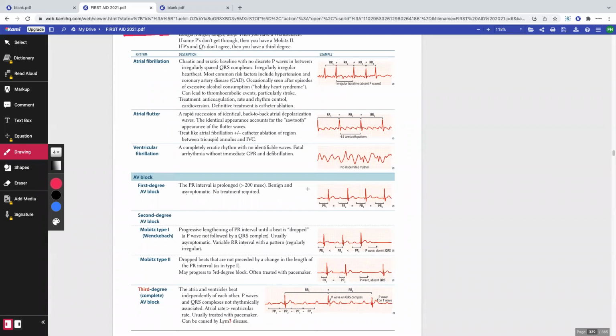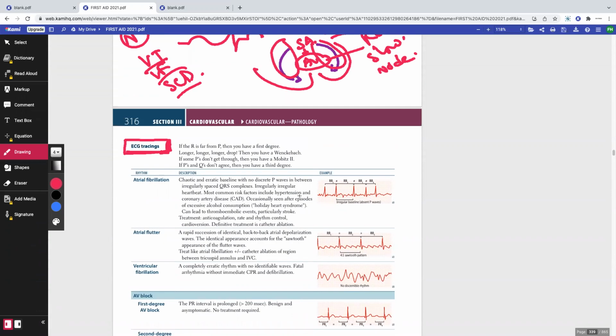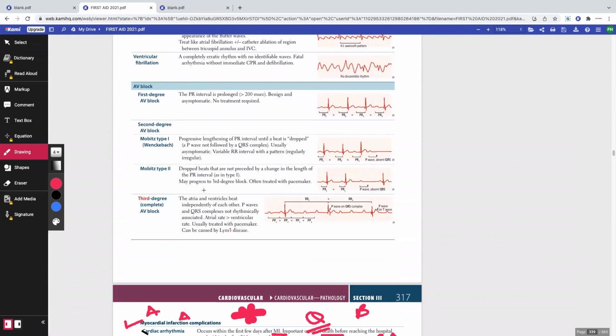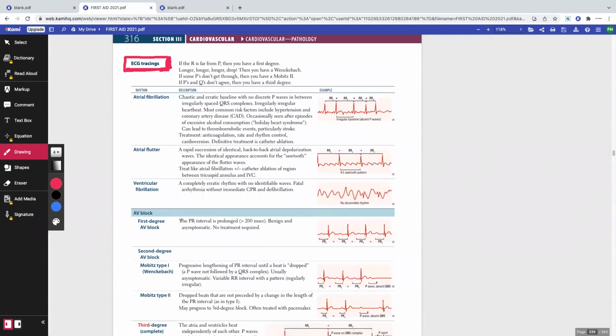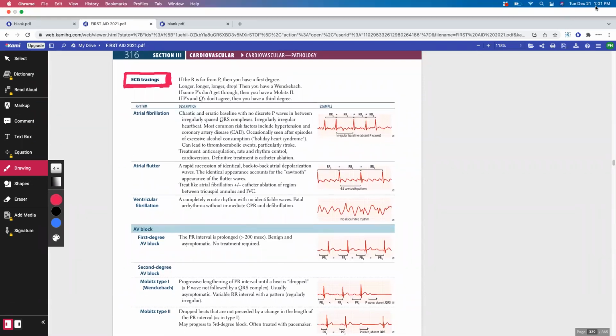Can I get some feedbacks from the students? 5 minutes, okay. So let's take a break for 5 minutes, and then let's discuss EKG tracings and finish the lecture. Okay, so thank you so much. Let's take a break for 10 minutes, not 5 minutes. Okay, it's 1:01. Let's start the lecture at 1:11.